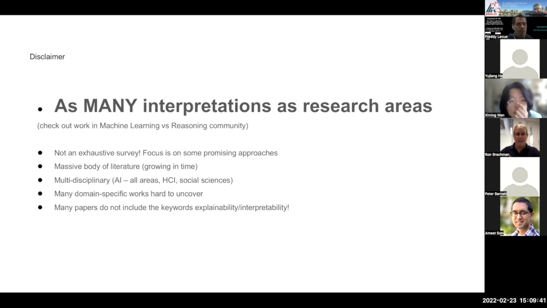There are many domain-specific works which are hard to uncover, so sometimes people use different terms that you might miss. It's a very niche area, and the terms used may be root cause analysis, interpretation, and diagnosis, and it's very specific to the particular work that you're doing. And as I mentioned, many papers do not include the keywords explainability or interpretability.